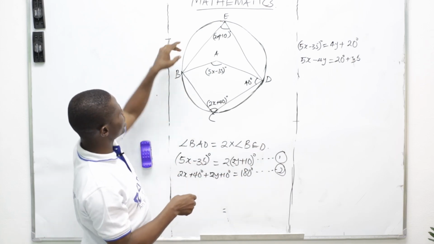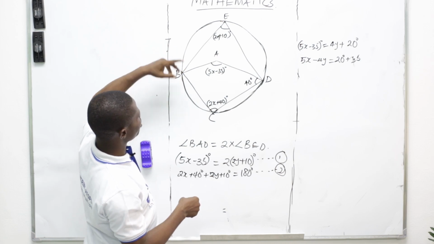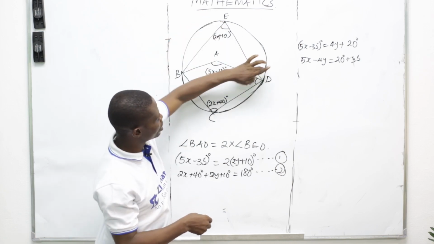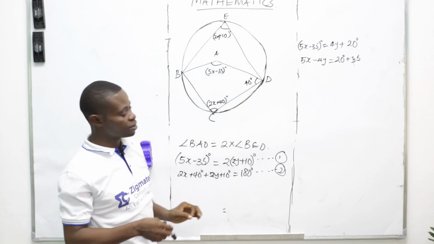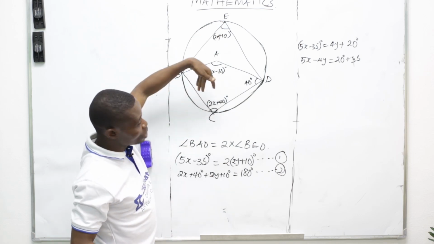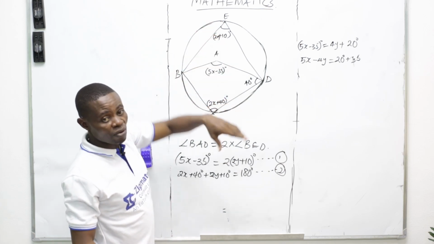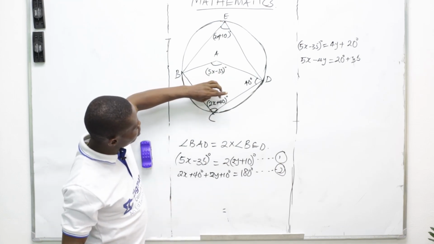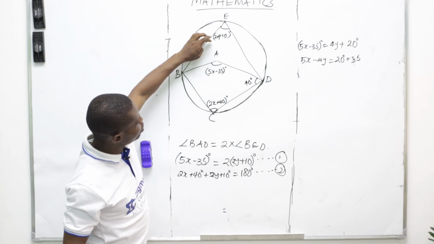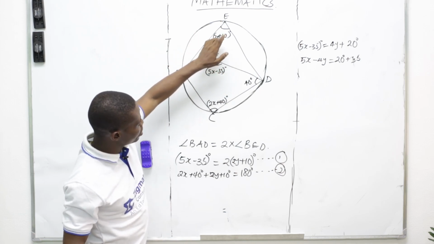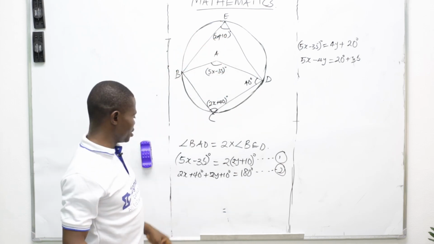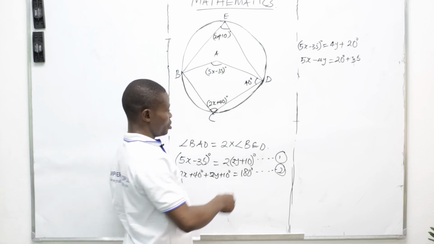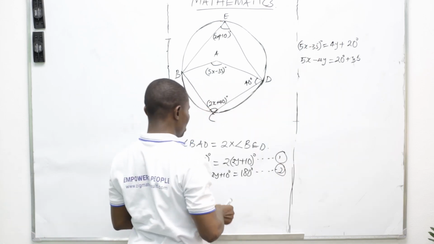Then you also look at this diagram very well. I'm seeing 4 points touching a circle: 1, 2, 3, 4, meaning a cyclic quadrilateral. Now the sum of two interior opposite angles of a cyclic quadrilateral equals what? 180 degrees. Therefore, 2x plus 40 all degrees plus 2y plus 10 all degrees equals what? 180 degrees.